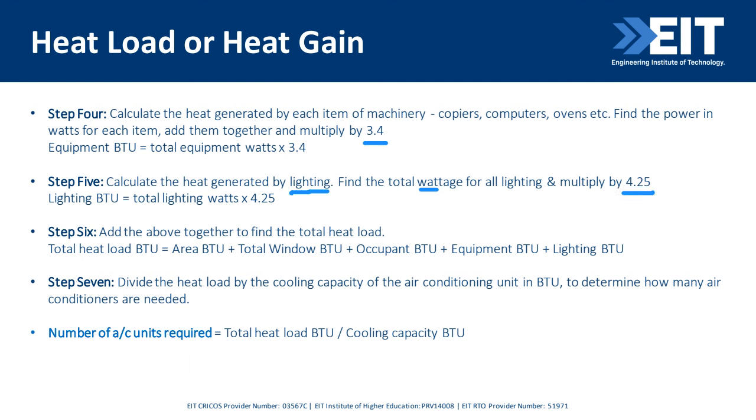Then step six, find the total heat load. So it's the area, what's coming through the windows, the occupants, the equipment, the lighting, and then divide the heat load by the cooling capacity of your air conditioning unit to determine how many air conditioners you're going to need.